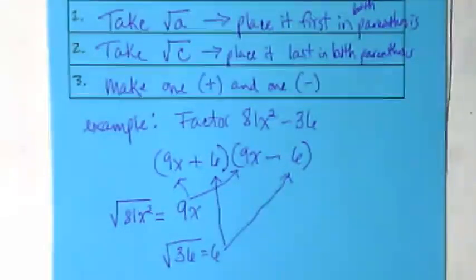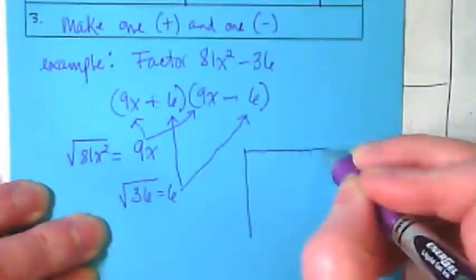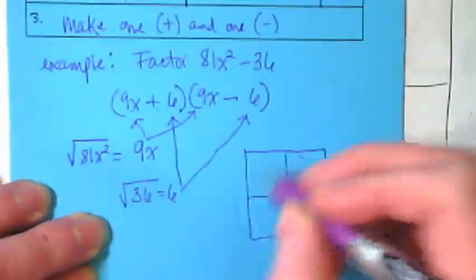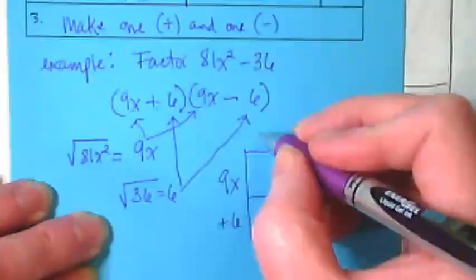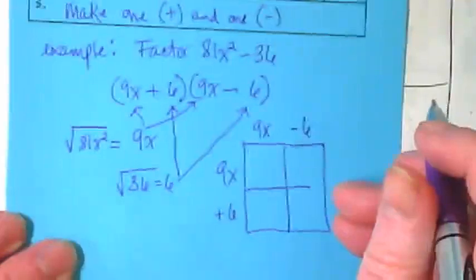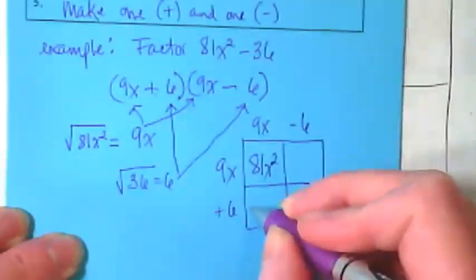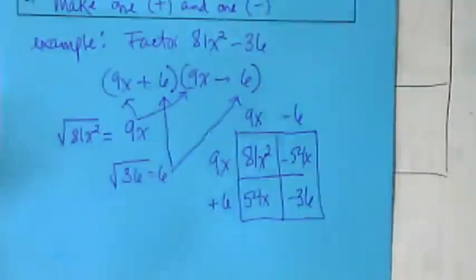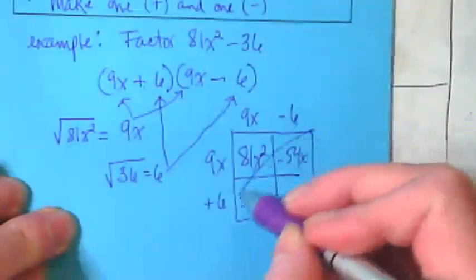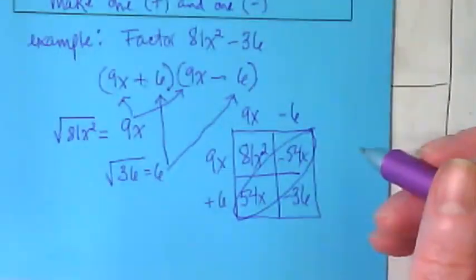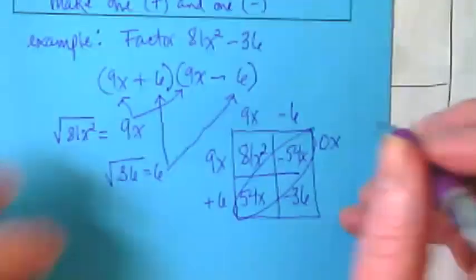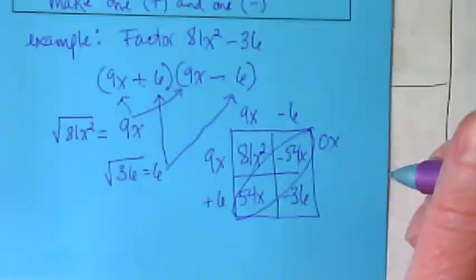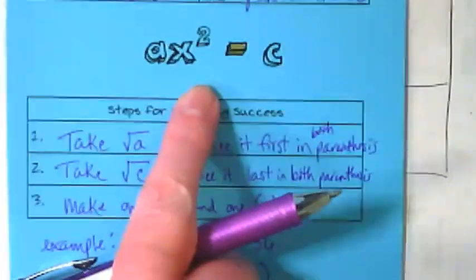But of course, we want to check this to prove that it works. So let's set up our box. We're going to have a 9x here and a positive 6, and 9x here and a negative 6. And let's solve our box. What do you notice is happening with our like terms? It's going to end up being a zero, right? When I combine these like terms, I get 0x. What happens if I multiply 0 times x? It's a zero.